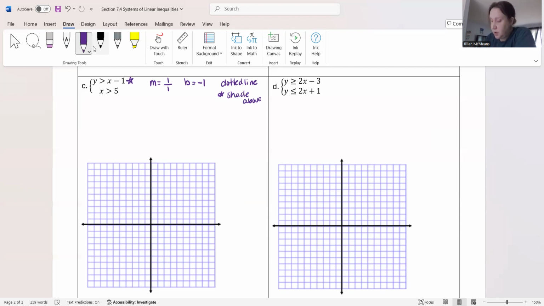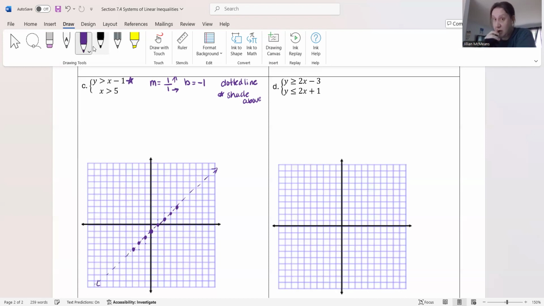All right, so at the origin, I don't go left or right, but I do go down 1. That's my y-intercept. And then I want to plot my slope. The slope is just 1 over 1, so I'm going to start by going up and to the right. So up 1, right 1, up 1, right 1, up 1, right 1. Do that a few times. I could also go down and to the left. So down, left, down, left, down, left. Get a few points. We definitely want to connect with a dotted line.